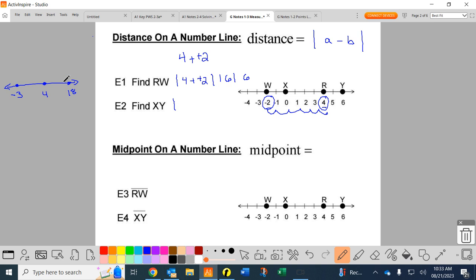Okay, let's do the next one. X, Y. What is X? 0 minus 6. What's 0 minus 6, guys?